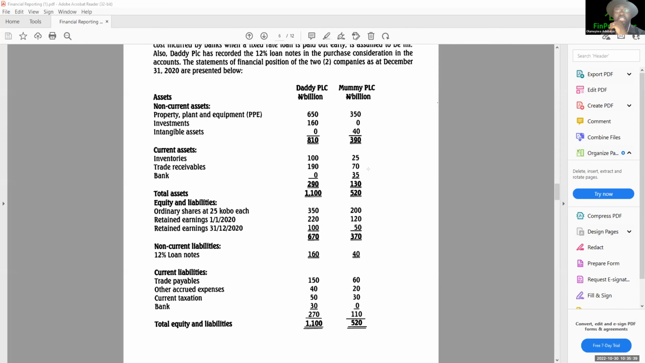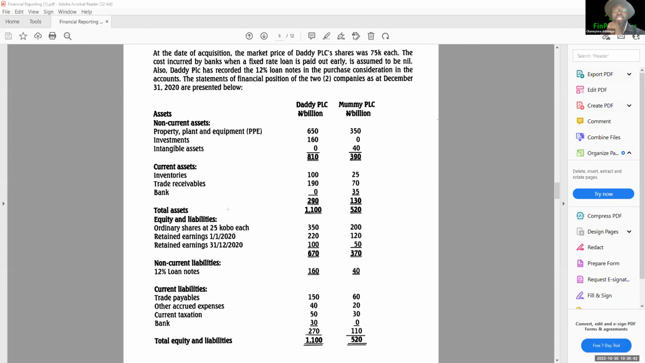Okay, you can read the information in the balance sheet, kindly unmute, except for the figures. Please read the information so that people can be aware. Okay, so in the balance sheet, we have the assets: non-current assets, property, plant and equipment, investment, intangible assets. Current assets are inventories, trade receivables, and bank.